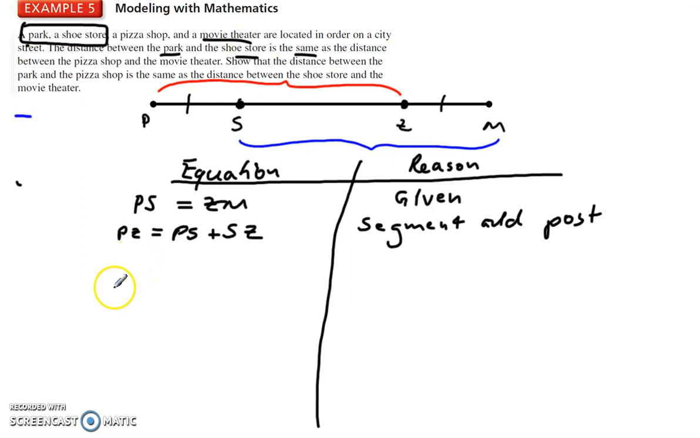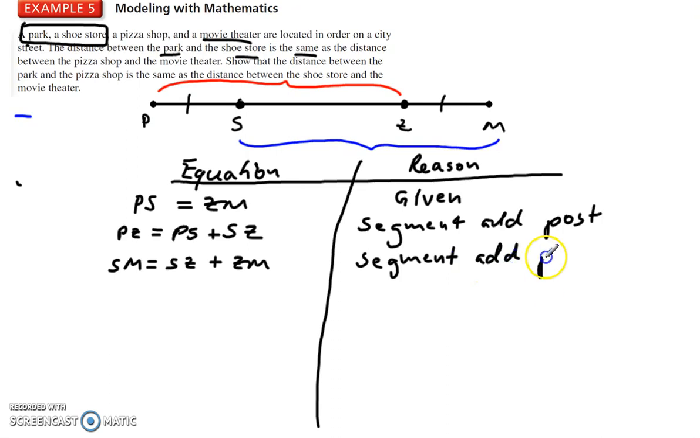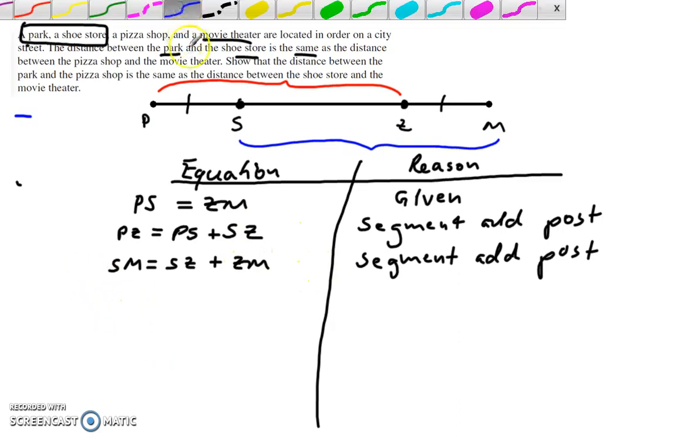All right, then we also know that this segment SM is equal to the sum of its parts, SZ plus ZM. Segment addition postulate. This is a good time for you to be practicing your Z's if you write them the wrong way around.